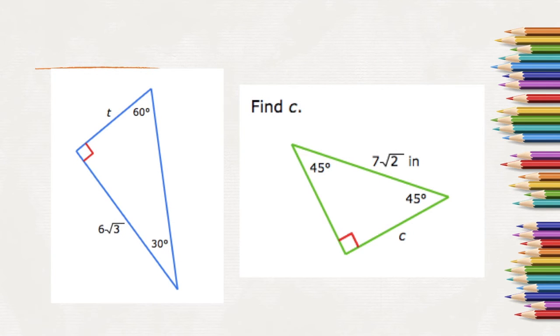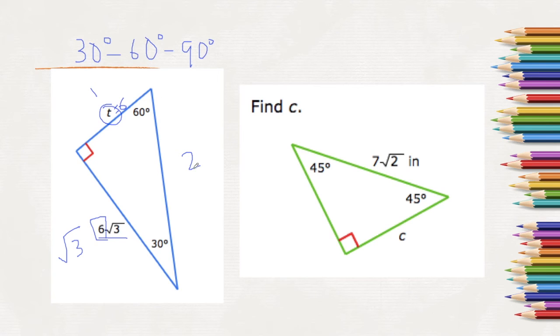So here is a 30, 60, 90 degree triangle and also a 45, 45, 90. So let's start with a 30, 60, 90 degree triangle because remember this is the 1, 2, root 3 triangle. Root 3 times what is 6 root 3? Multiply by 6. So what can you multiply by 1 to find t? Correct, you also multiply by 6.